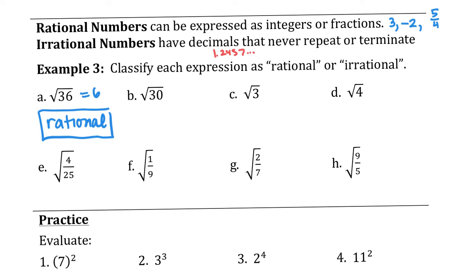It's not 6 because 6 times 6 is 36. I don't know what it is. If I put it in my calculator, I actually get 5 point something, something, something, something. I have no idea. It's going to be a big mess of decimal. So this is going to be irrational.